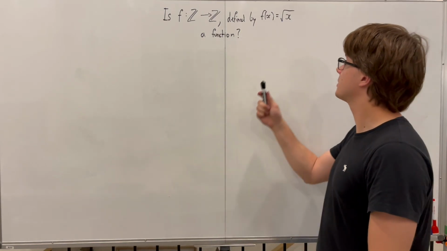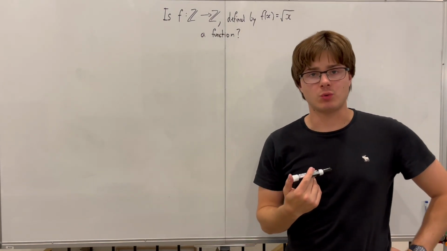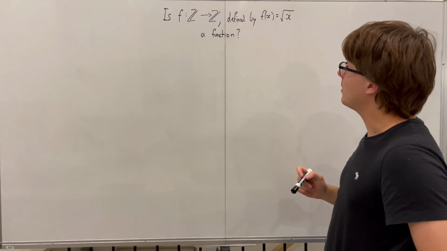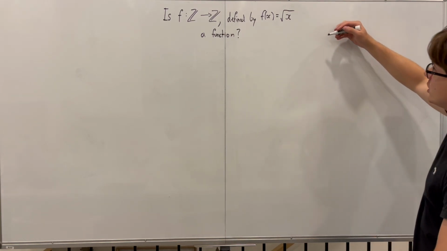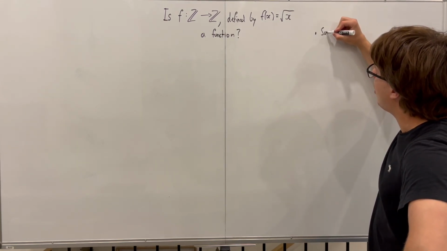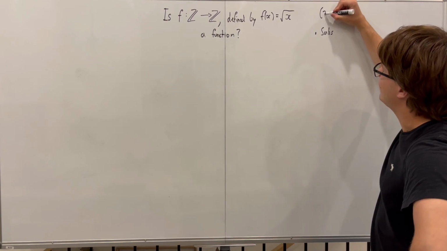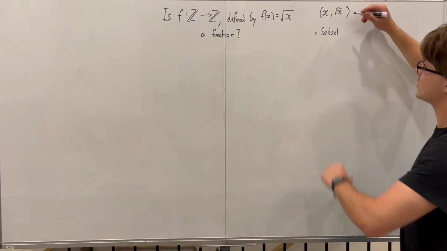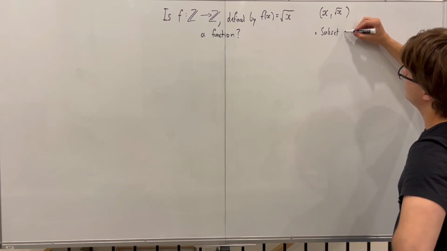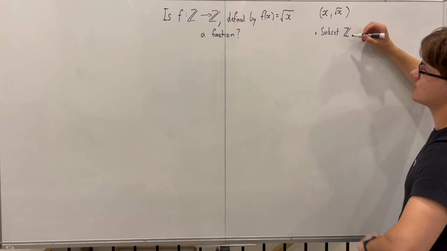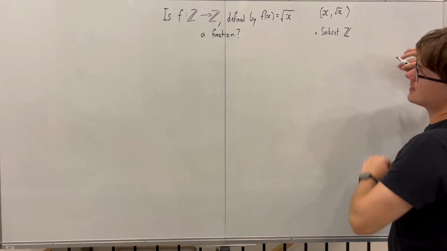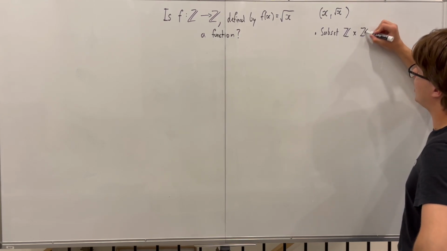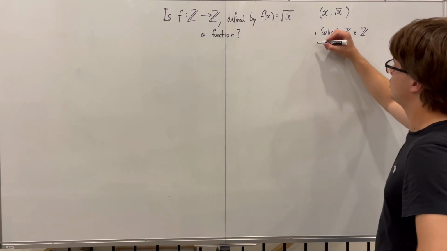Is the square root of x an actual function when we're going from integers to integers? Well, we need to make sure that for this to be a function, it must follow 3 rules. First, all of the ordered pairs where we have an input x and an output x squared, the pairs in the set we create, must be a subset of the Cartesian product of our integers crossed with each other, integer sets.